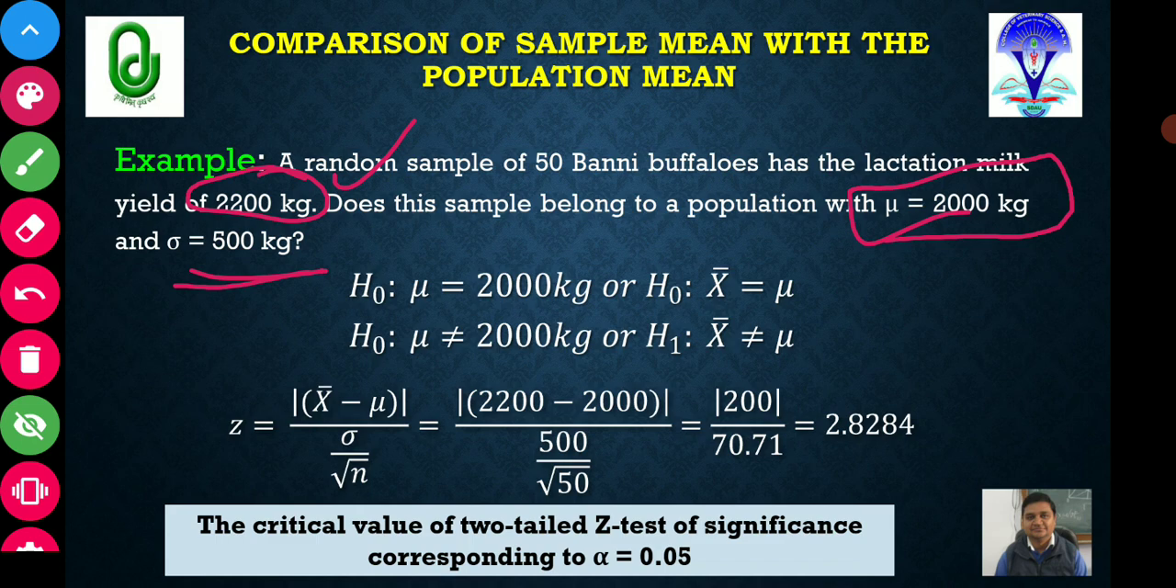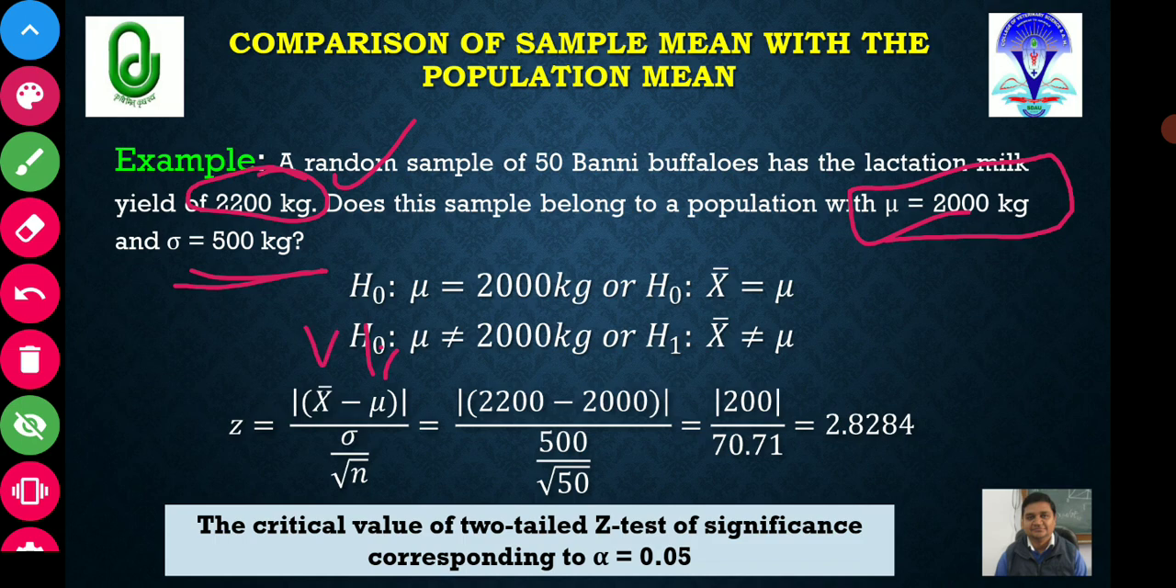So, we are having the mean of the population and the standard deviation of the population, that is sigma, 500 kg. Now, the null hypothesis. What is the null hypothesis? That this 50 buffalo sample is part of a population which has a mean of 2000 kg and a standard deviation of 500 kg. But the alternate hypothesis is what? The mean of the sample is not equal to 2000 kg. This 2200 kg is not equal to 2000 kg. So, this is our alternate hypothesis. Sorry, this is wrongly written here as H0. It should be H1.